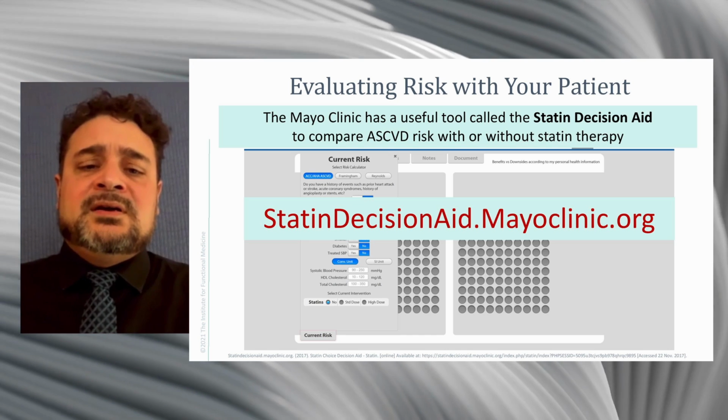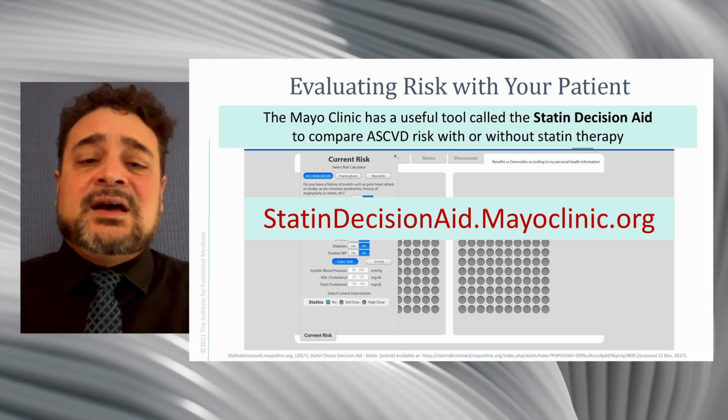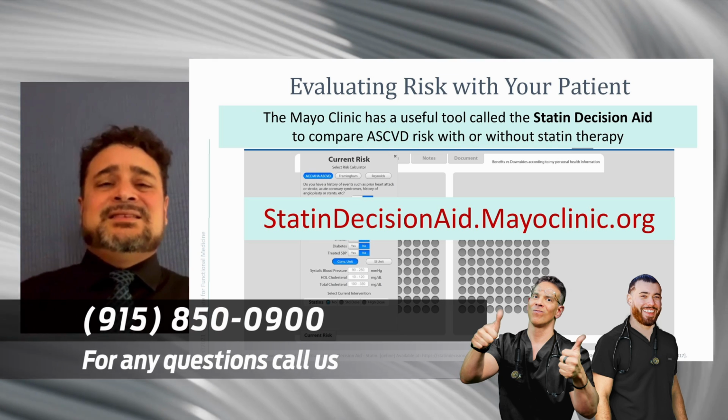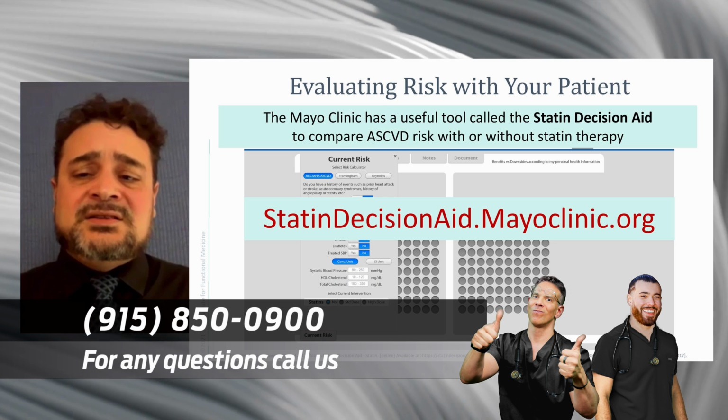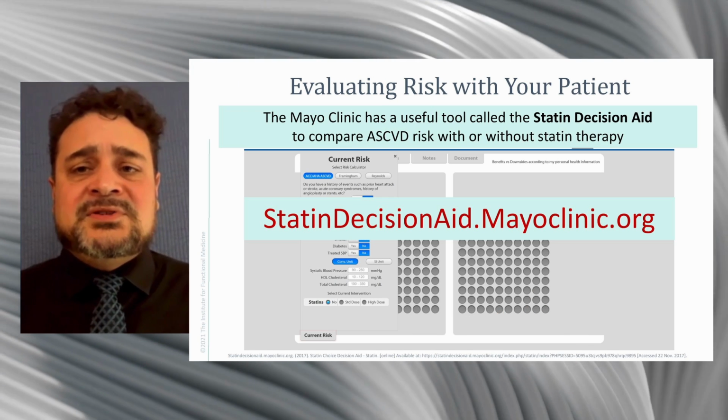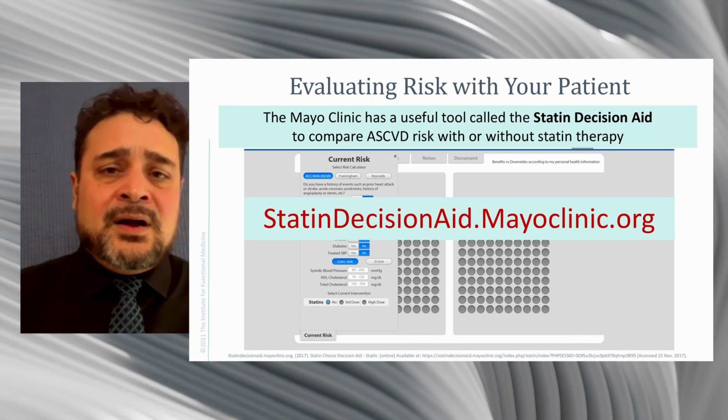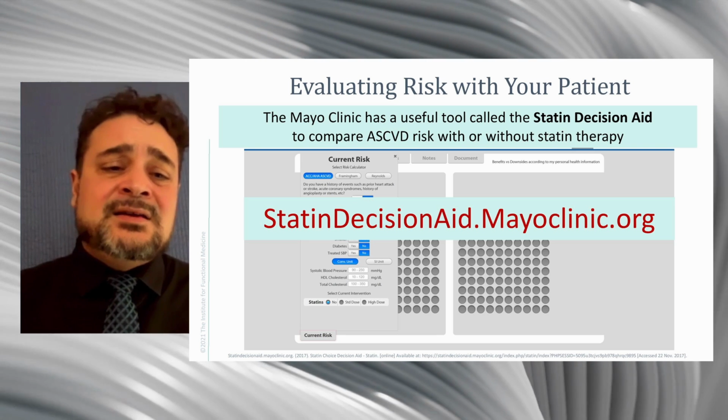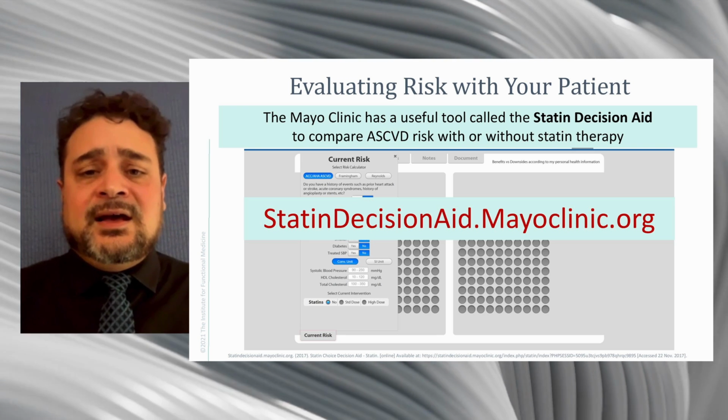So in order to help us with this process and in order to help make this decision, what we recommend is using Mayo Clinic's statin decision aid. And this is the website. So if you check out the website, or if you put in your internet browser, just put Mayo Clinic statin decision aid, and you'll find the calculator.